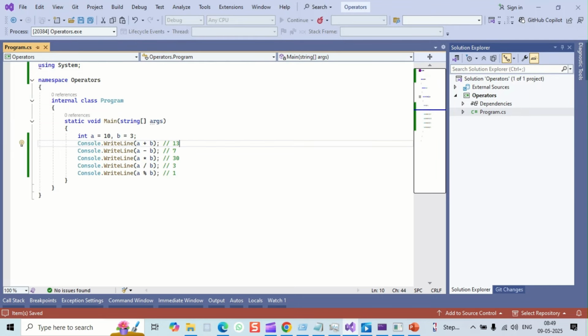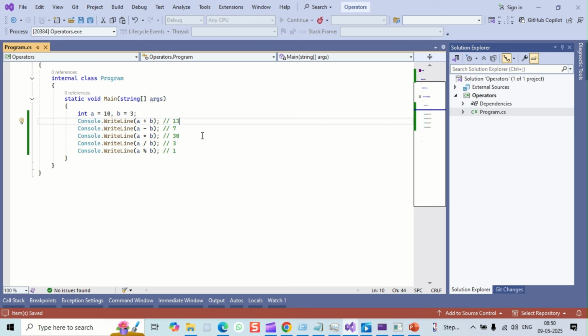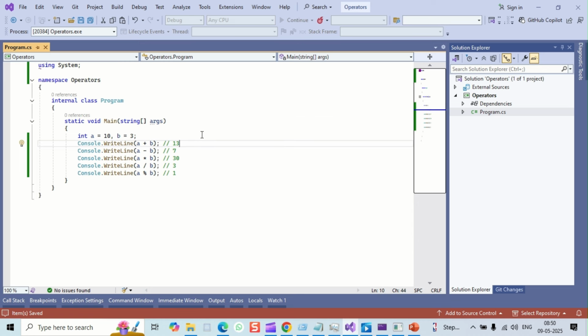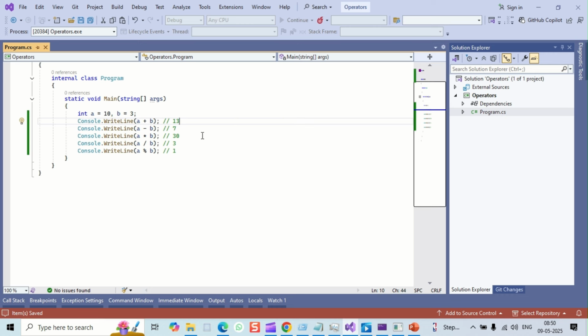Here's a simple example. This creates two numbers, A is 10 and B is 3. A plus B adds 10 plus 3, which equals 13. A minus B subtracts 3 from 10, which equals 7. A asterisk B multiplies 10 times 3, which equals 30. A slash B divides 10 divided by 3. But since both numbers are whole, int type, it only keeps the whole number 3 and ignores the decimal.